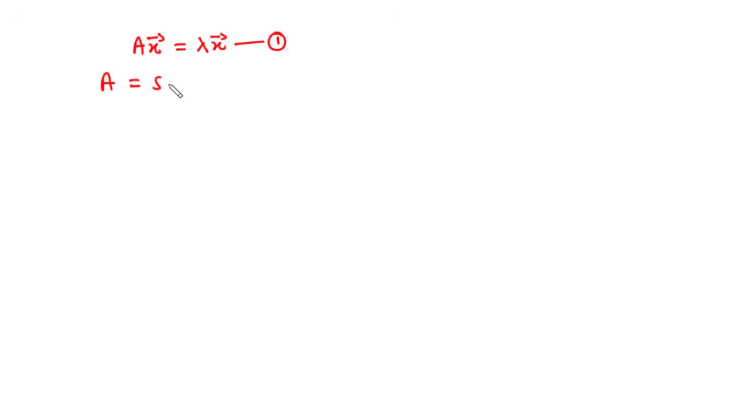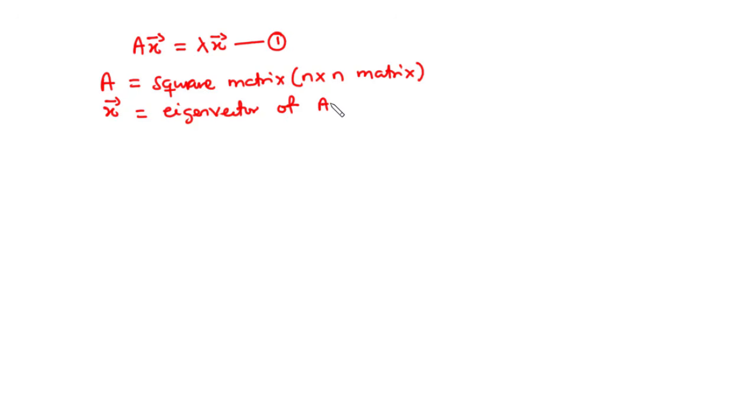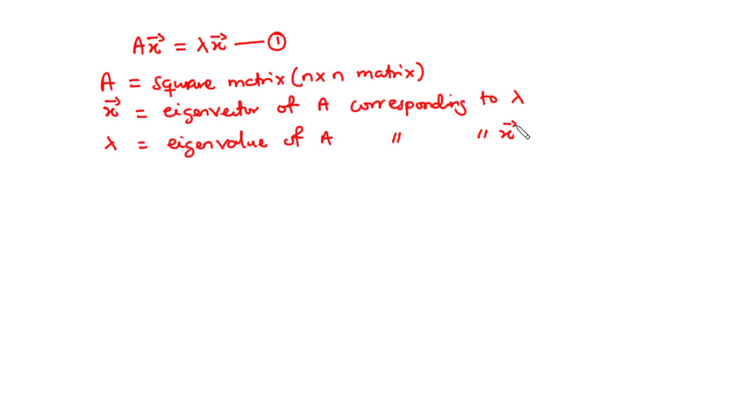So we have A to be a square matrix, or better still, an n by n matrix. x is said to be the eigenvector of A corresponding to lambda, and then lambda is the eigenvalue of A corresponding to x.